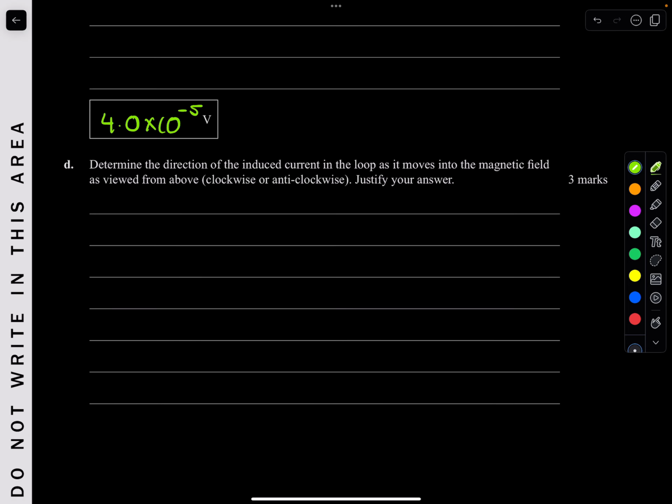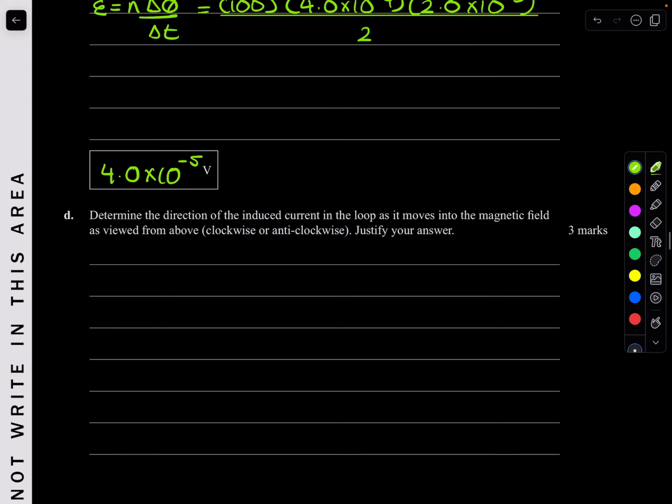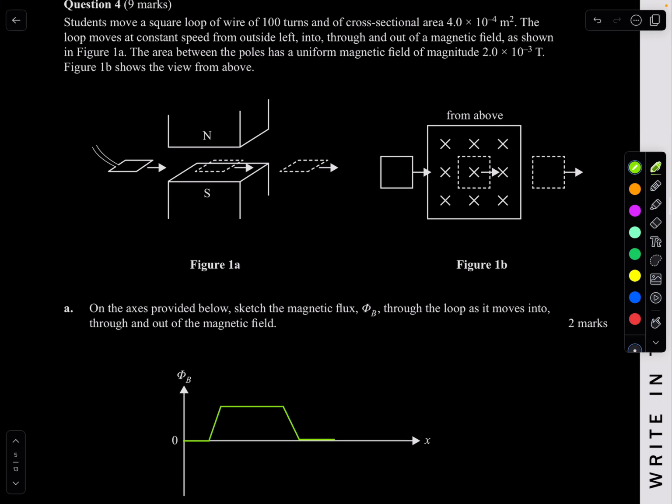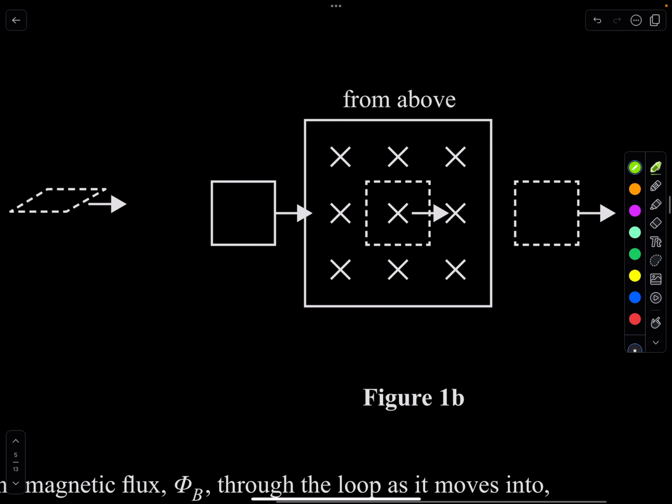D. Determine the direction of the induced current in the loop as it moves into the magnetic field, as viewed from above, clockwise or anti-clockwise. Justify your answer. What a beautiful question. What an easy full marks to get in this. This is an application of Lenz's law. So let's have a look over here. This is what Lenz's law states. Imagine this is your loop.